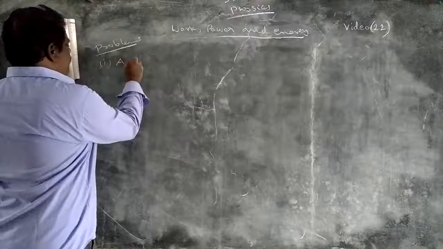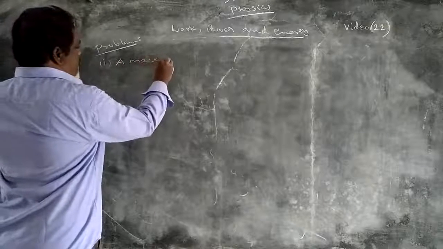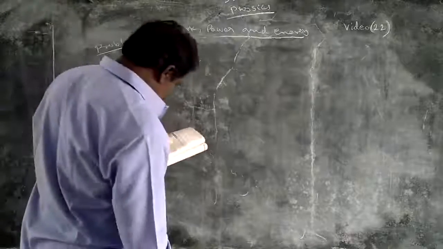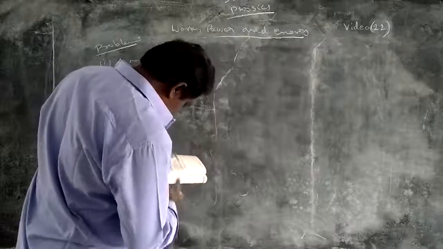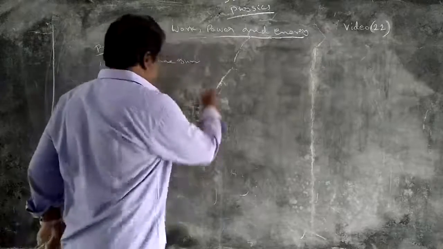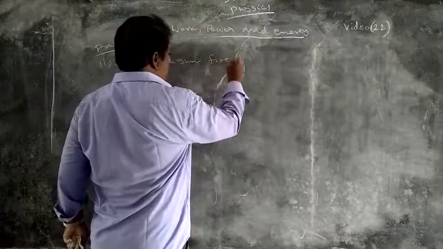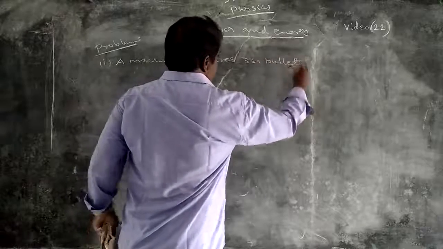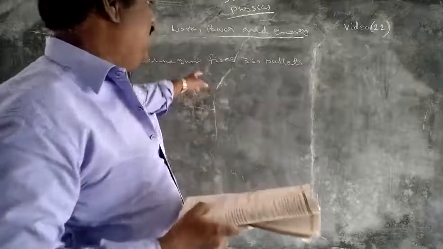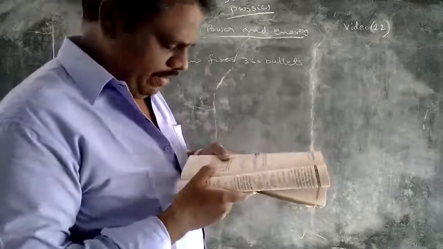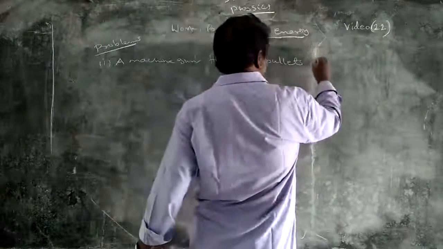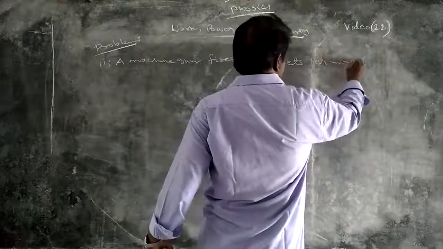A machine gun fires 360 bullets. Bullets, that means they are given the number of bullets, that will be 360 per minute. Indirectly they are given time also.